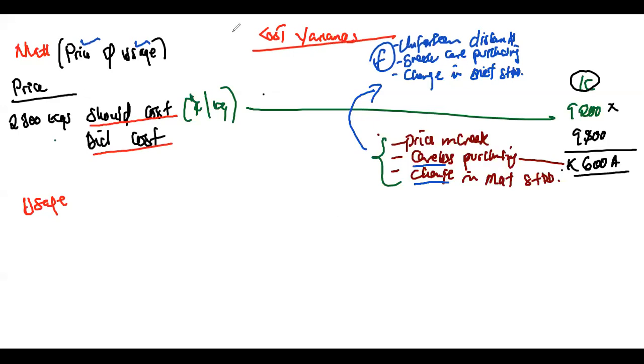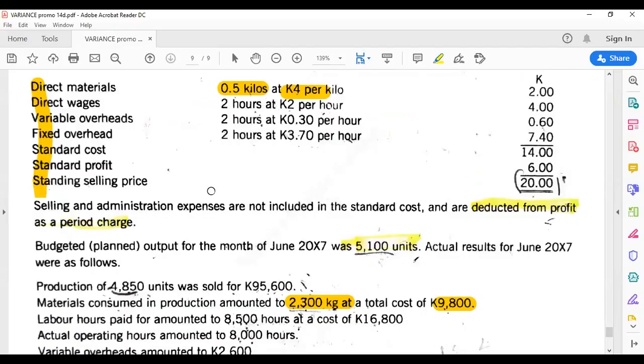Let's go to the usage variance. If we look at our question, what's our usage? According to the cost card, they were supposed to be using how many kilos? 0.5 kilos per unit. And the budgeted production was 5,100, which for now we don't care so much about, because we're going to go with the actual production.